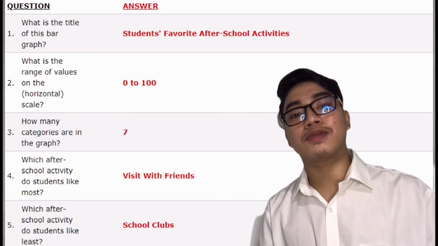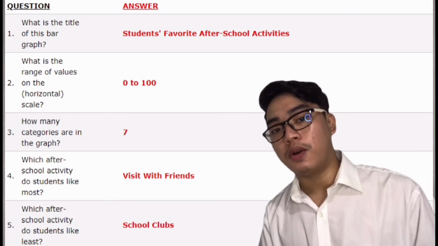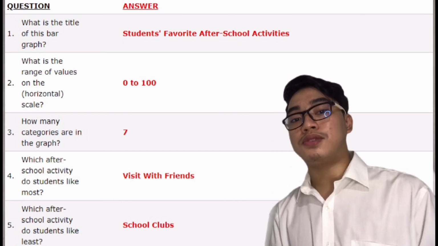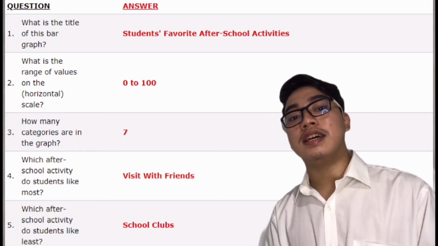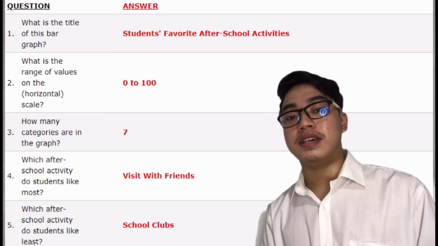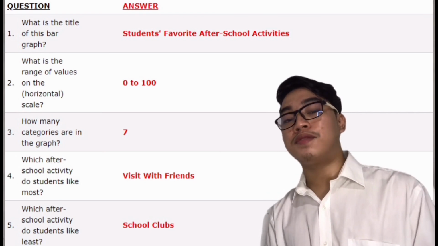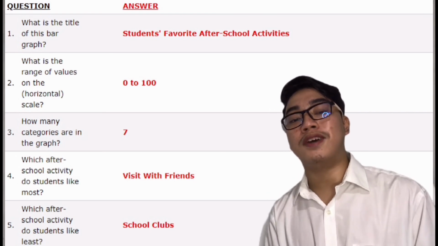And for the last question, question number 5, which after-school activity do students like least? The after-school activity that students like the least is attending school clubs, since it has the least number of students participating in the activity.